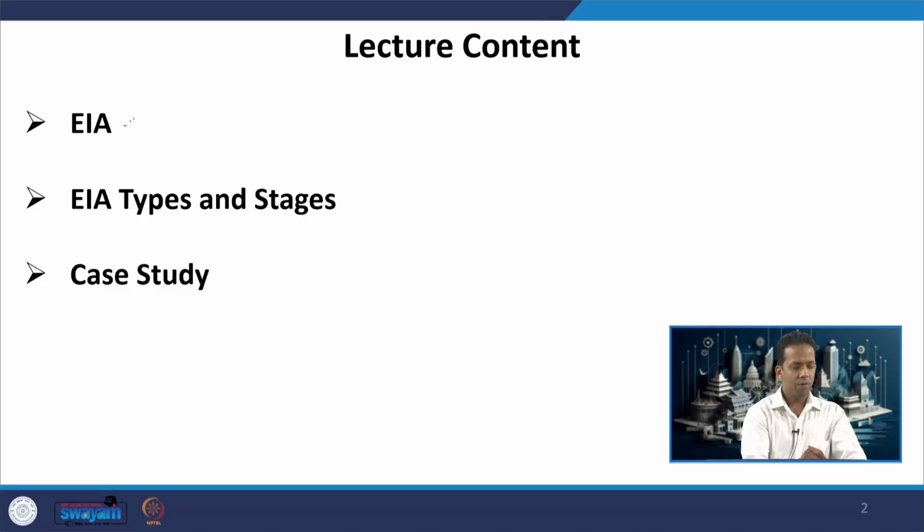So, today's lecture would start with what is EIA, what are different types of EIA, and there is a proper flow chart or different stages involved in the EIA process. Just like environmental clearance, there was a proper flow chart. Similarly, there is a flow chart of different stages in EIA that we will look at, and then one case study of Tehri Dam, how EIA can be applied to a real world case study.